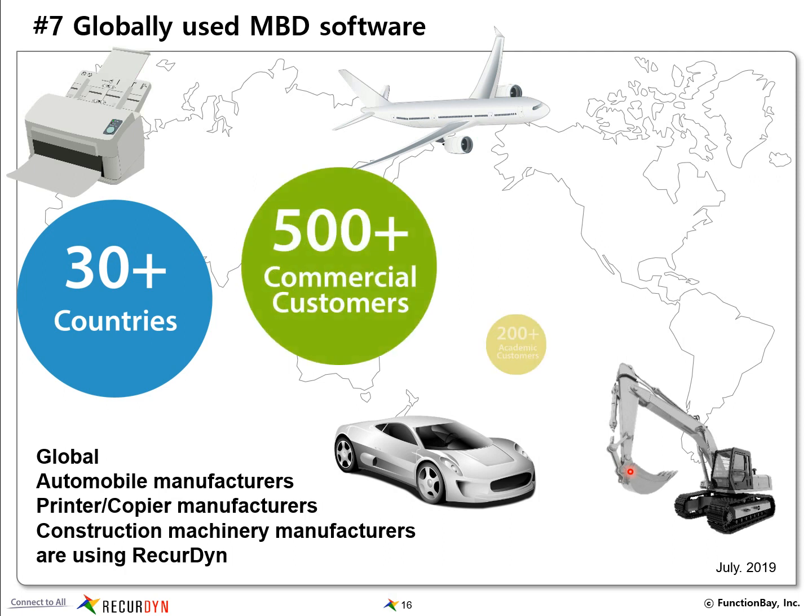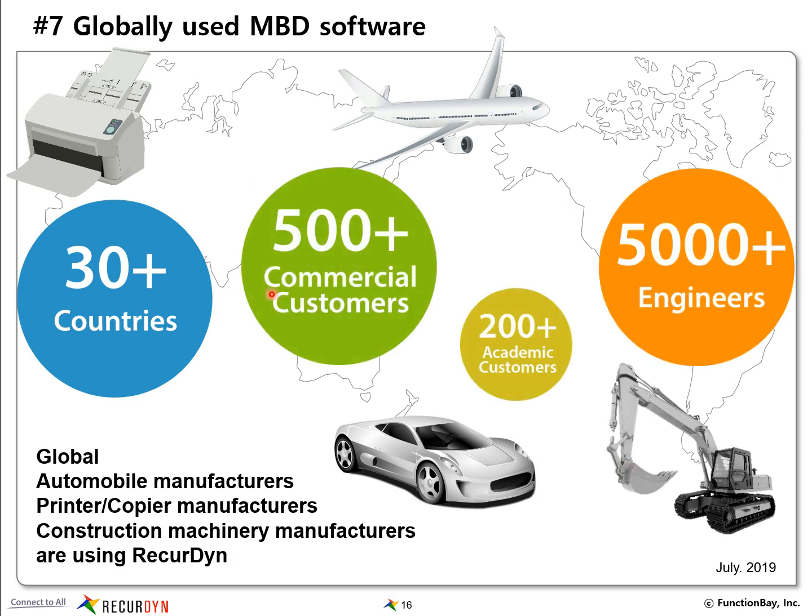Seventh, globally used MBD software. RecurDyn is now used by many companies in over 30 countries. More than 500 companies use many commercial licenses of RecurDyn. Most of the famous companies in automotive, construction machinery, printer, or copier are using RecurDyn for their product development. The usability and the reliability of RecurDyn have been validated by numerous users over 20 years.